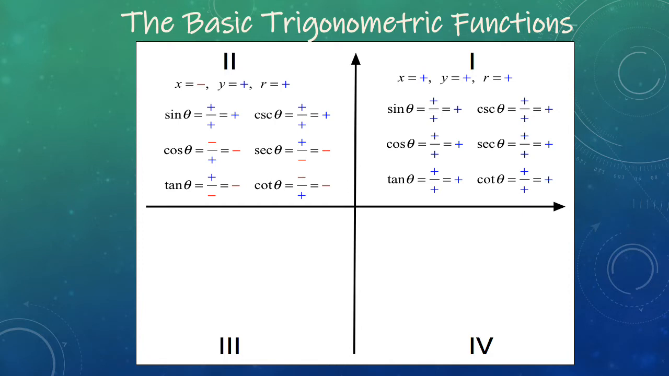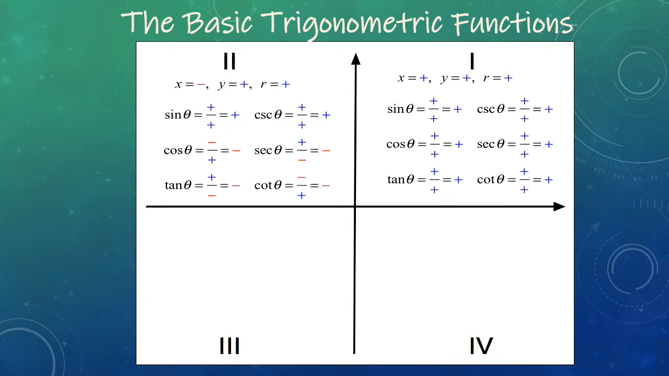In quadrant 2, x is now negative, while y is positive and r is always positive. So while sine theta remains as positive over positive, which is a positive, cosine theta is a negative over positive, which is a negative, and tangent theta is positive over negative, which is a negative. Since the cofunctions, cosecant, secant, and cotangent, are reciprocals of the main three functions, sine, cosine, and tangent, their signs will be the same.